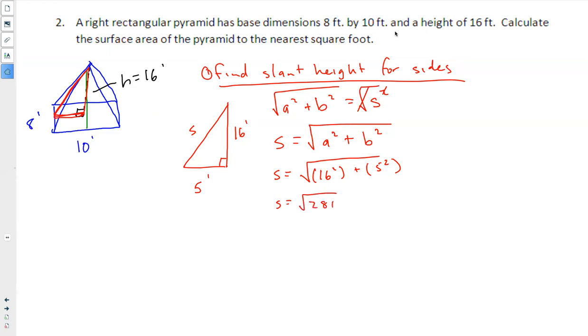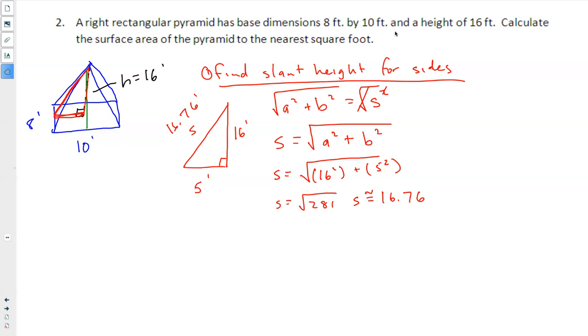Now I'm going to keep it as a radical here because this is an exact value. If you want to get rid of the square root sign, I don't blame you, but its approximation is approximately 16.76. So now I know that this side is root 281, or if you don't like that, we can say the slant height is 16.76 feet.